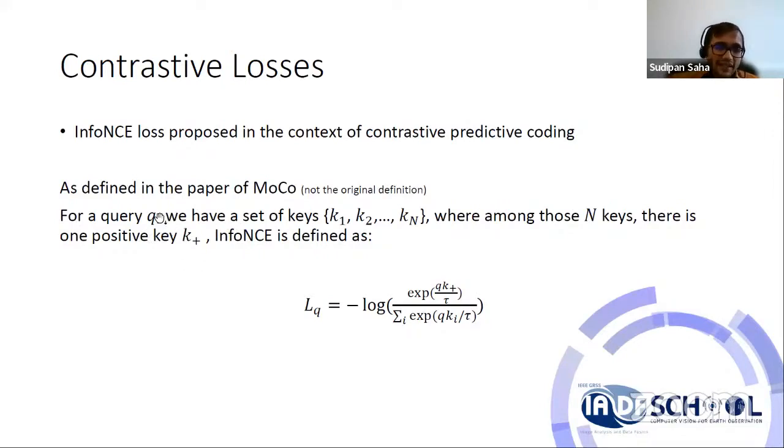So we want to minimize the distance between q and k plus, which we have put in the numerator, whereas for all the other terms we want to maximize the difference, so we have put them in the denominator. Then we use a log and exponential form. So this is InfoNCE loss, and it's very popular. One very important thing to note is that for InfoNCE loss to work, the batch size, the number of keys, is generally assumed to be very large, at least 256 or even larger. It generally doesn't work with a very small batch size.